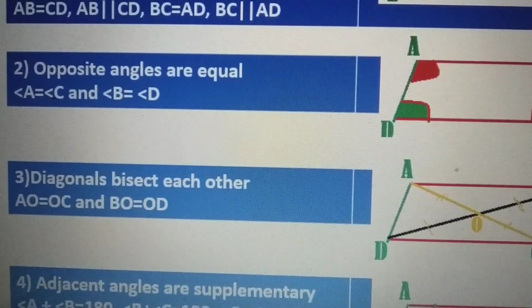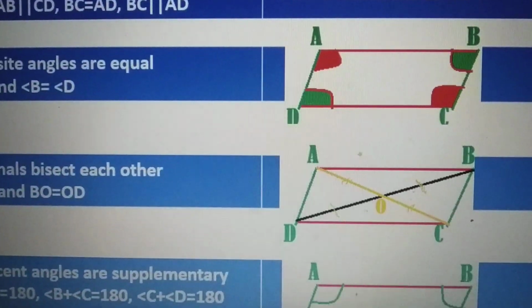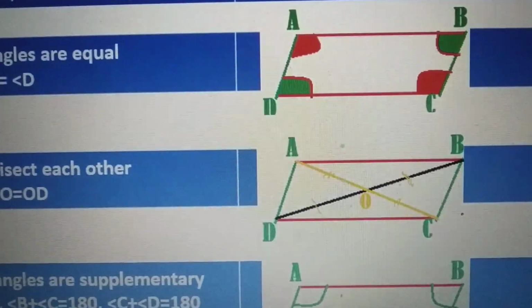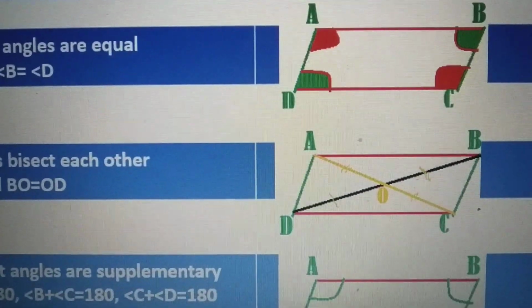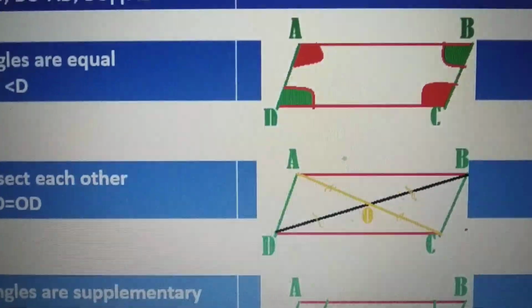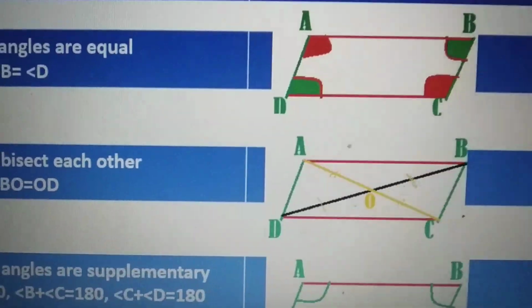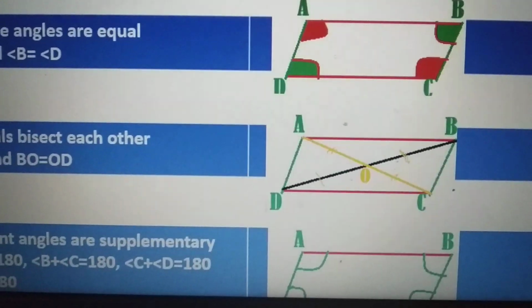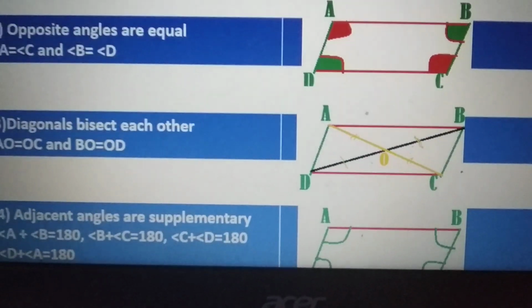So AO will be equal to OC, and if you consider BD, the other diagonal, BO will be equal to OD. So in the exam if it is given AO is 3 centimeter and you are asked to find OC, OC will also be equal to 3 centimeter. The reason is diagonals bisect each other.